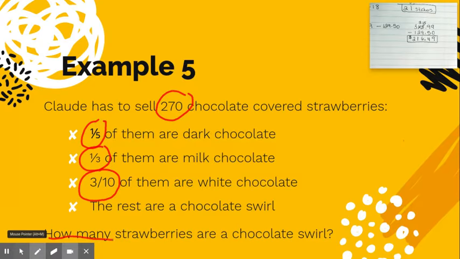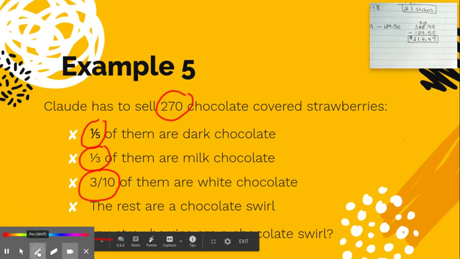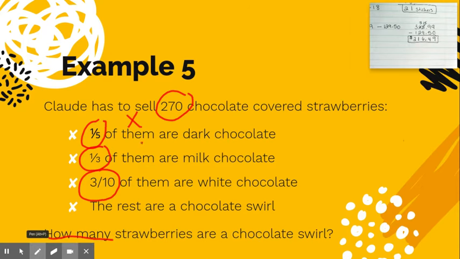Okay, so this one, there's not a lot of what we need to do. Whenever you have a fraction here, and this is a fractional part, 1/5 of the strawberries are dark chocolate, that means we want to multiply these two. So we're going to do 1/5 times 270, 1/3 times 270, and 3/10 times 270. And then we're going to add up everything, all of our totals, for all of those.